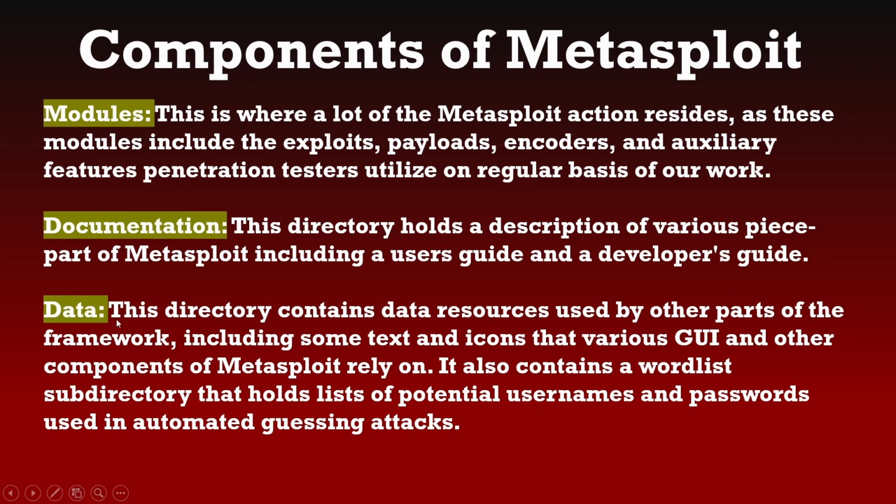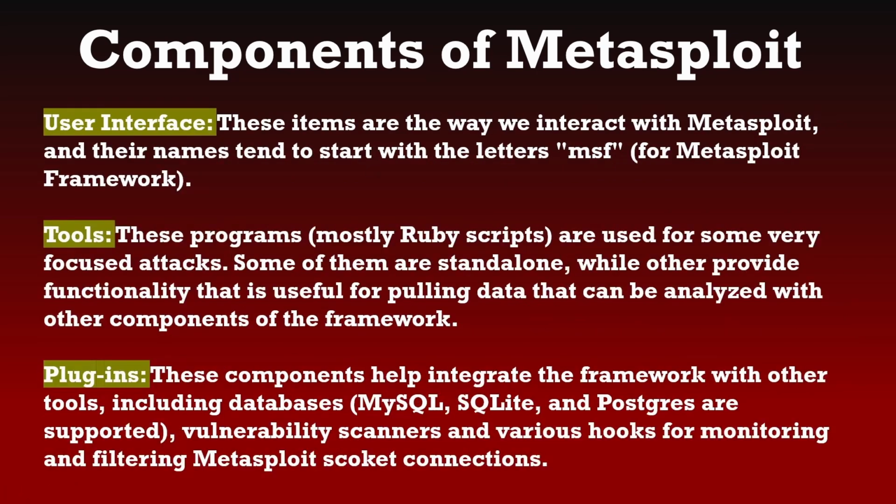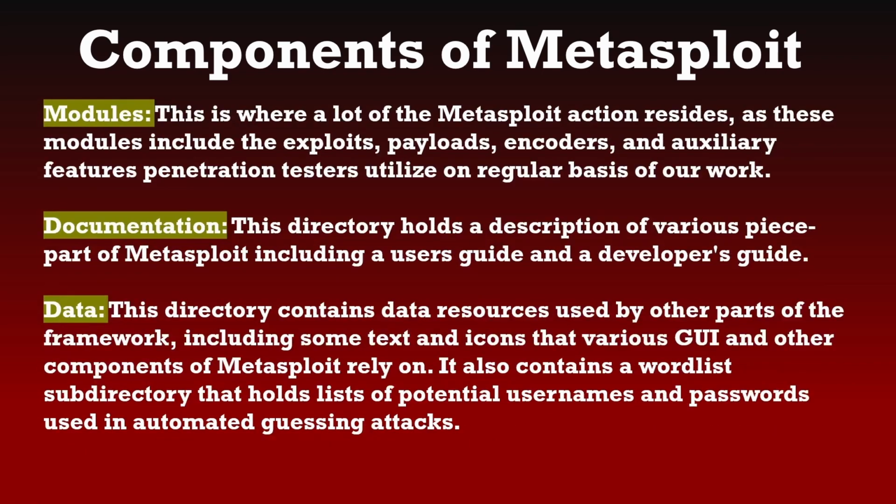Next component, we have data. This directory contains data resources used by other parts of the framework, including some text and icons that various GUIs and other components of Metasploit rely on. It also contains a wordlist subdirectory that holds a list of potential usernames and passwords used in automated guessing attacks, like the brute force attack. So these are the components of Metasploit. The first one is user interface, second one is tools, third one is plugins, fourth one is modules, fifth one is documentation, and sixth one is data.